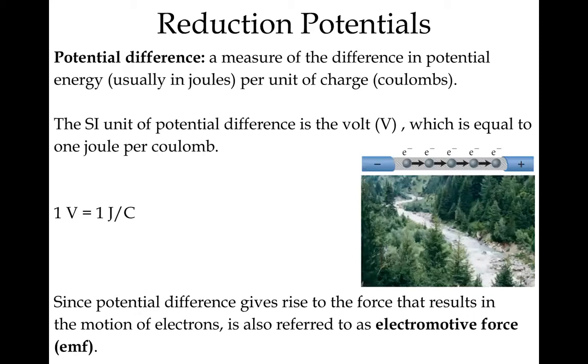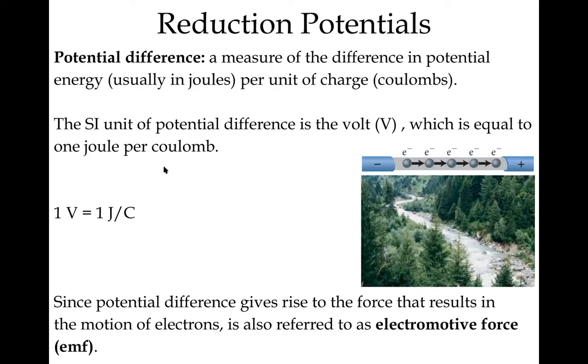All right, so potential difference. Potential difference is the measurement of the difference in potential energy. This is going to be measured in joules per unit of charge, which we measure in coulombs. So if we're looking at the international standard units of potential difference, the volt, or V, is equal to 1 joule per coulomb.